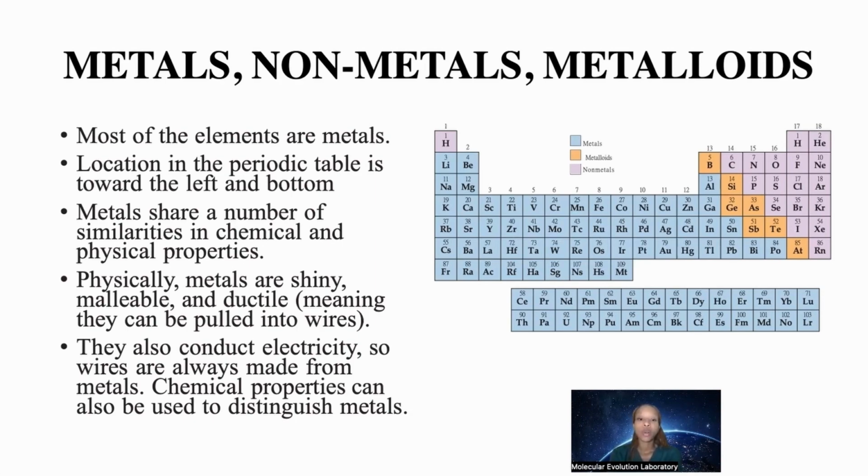So the metals are located to the left of the periodic table. Metals share a number of similarities in chemical and physical properties. Physically, metals are shiny, malleable, ductile, meaning that they can be pulled into wires. They also conduct electricity. So wires are always made from metals. Chemical properties can also be used to distinguish metals.